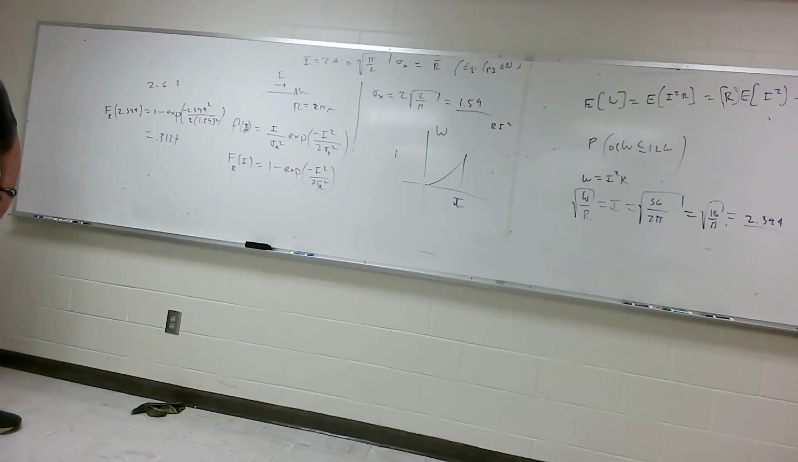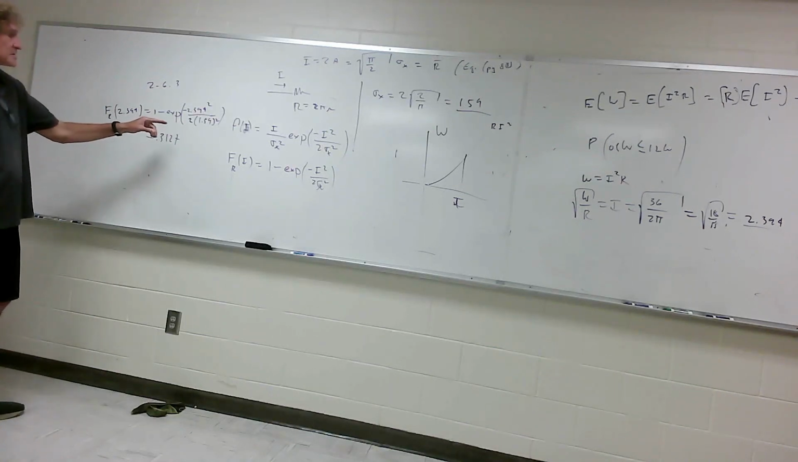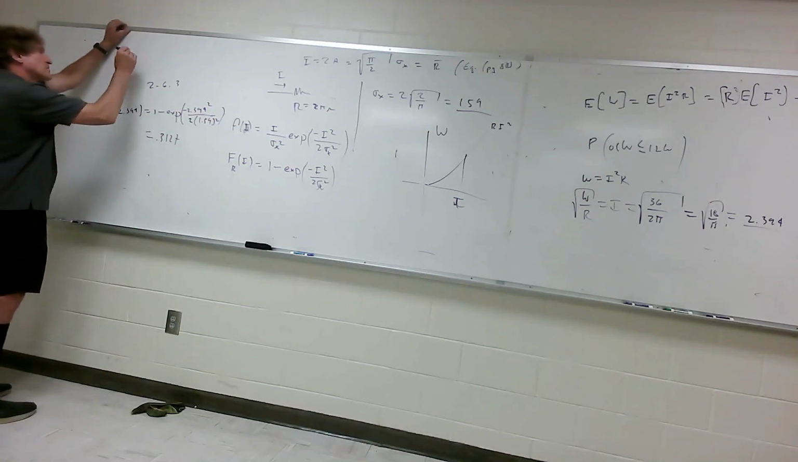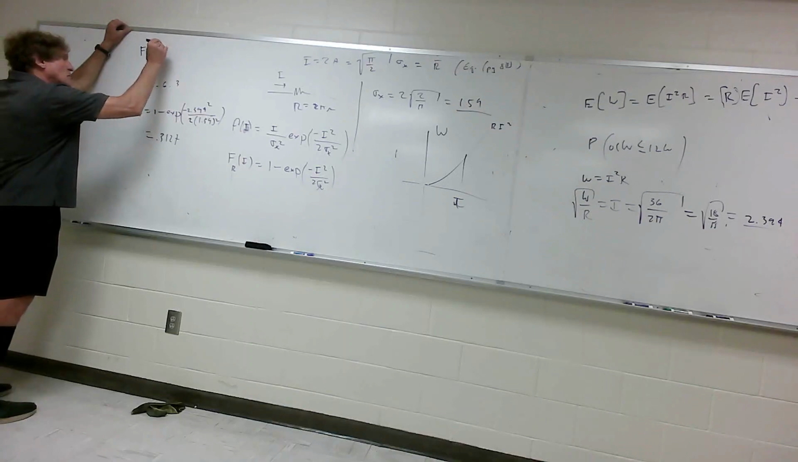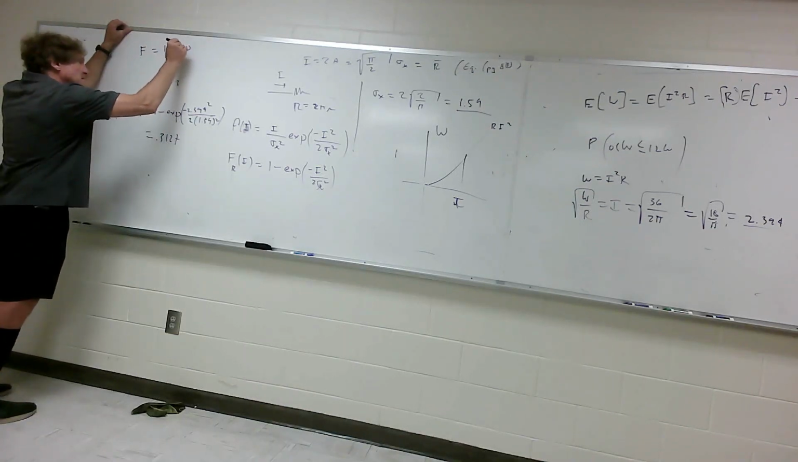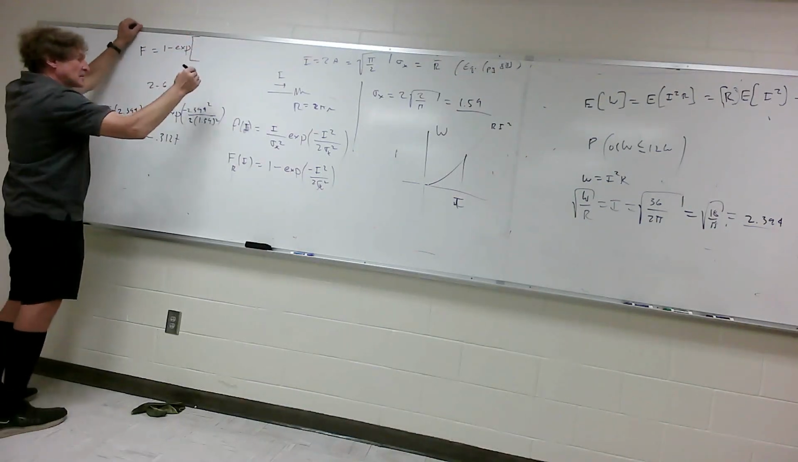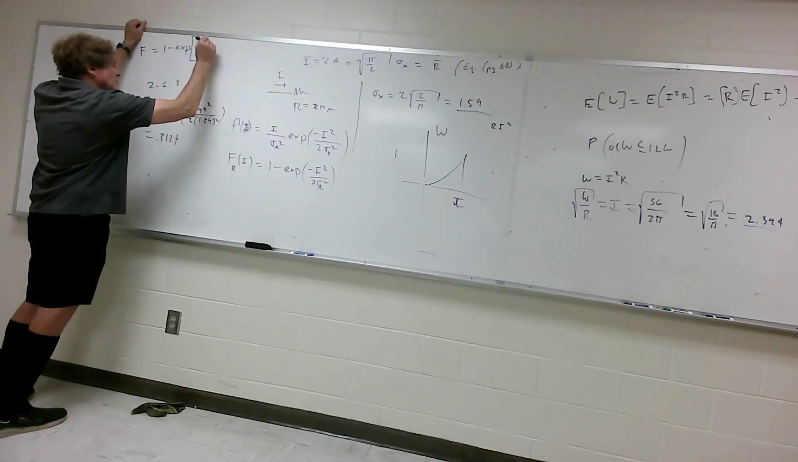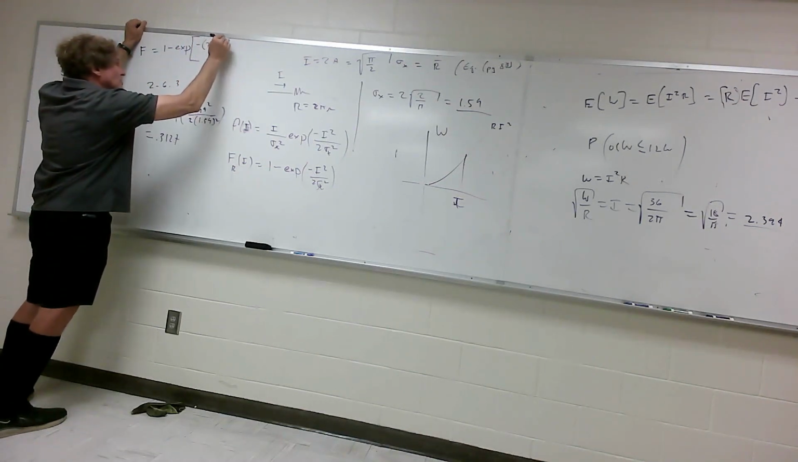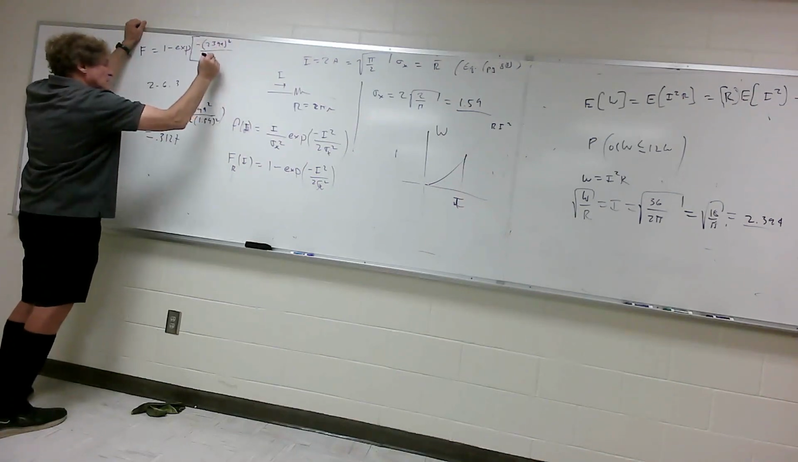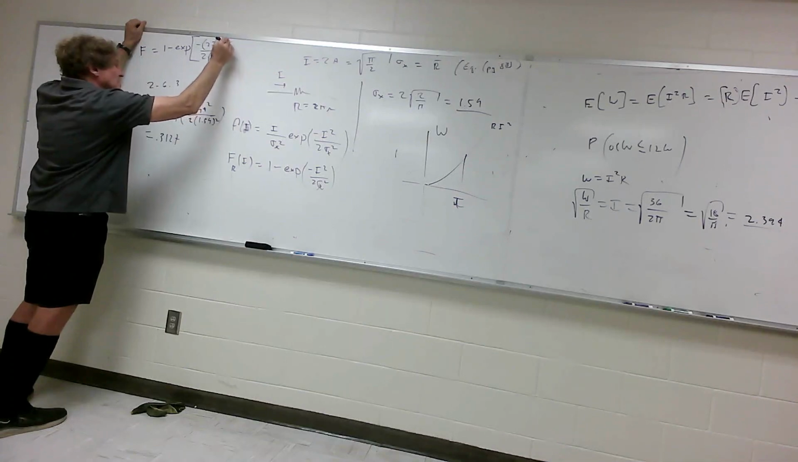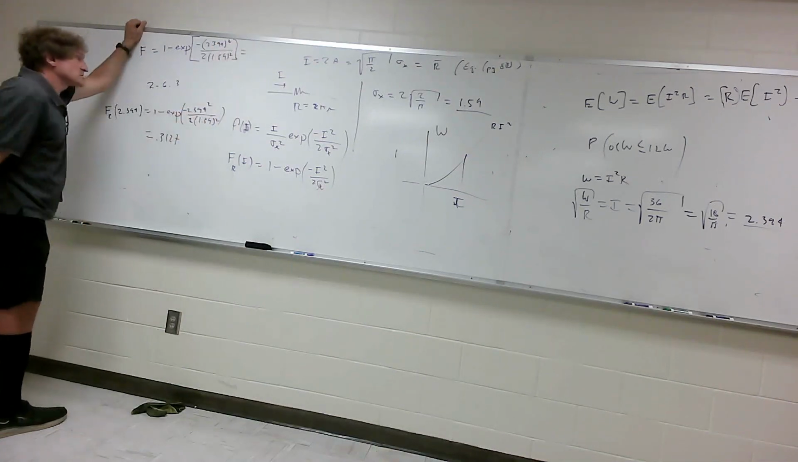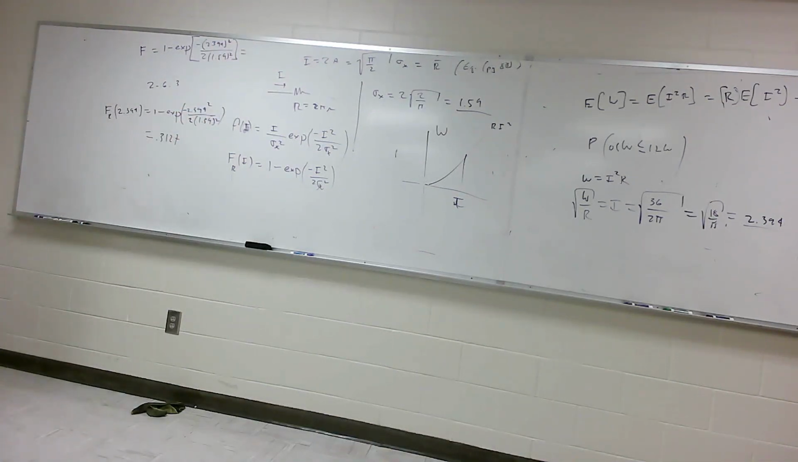But let me just put this up here. What I'm looking for is this calculation. F is 1 minus EXP of minus the quantity 2.394 squared over 1.59 squared. Just do it in your calculators, this shouldn't be hard.